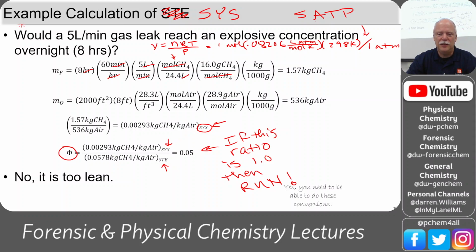And so you need to be able to do these kinds of conversions. It's just following the units and trying to get to where you want. We know we started with 8 hours of a 5 liter per minute leak, and we knew we needed to get to mass of fuel. And so we just worked our way that way. It's like making your way through the forest. You want to go uphill or whatever, you just make decision by decision all the way there.